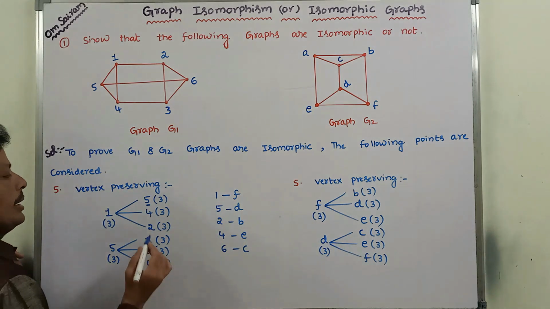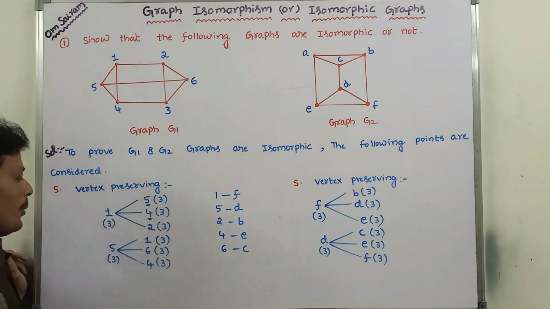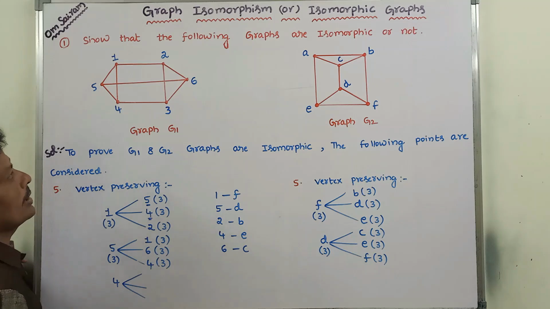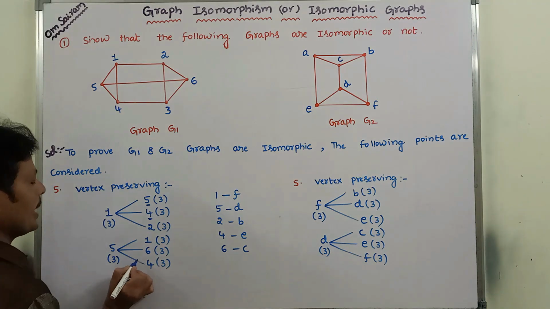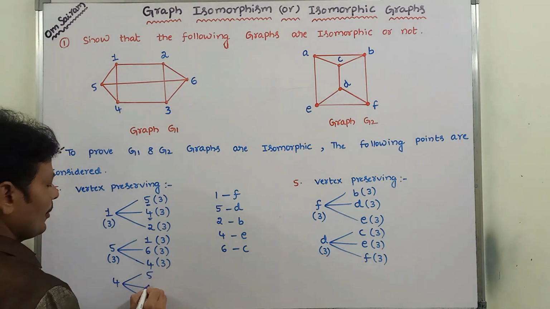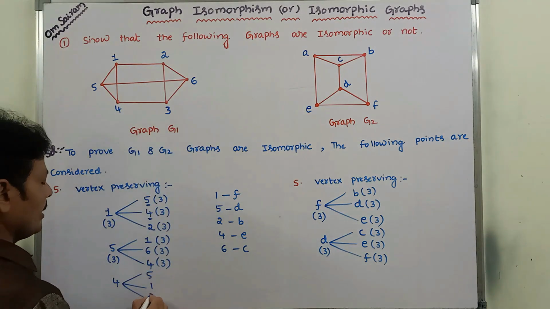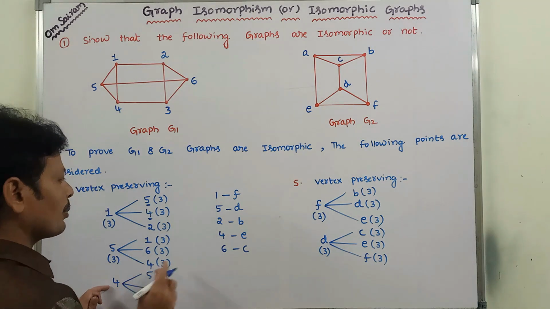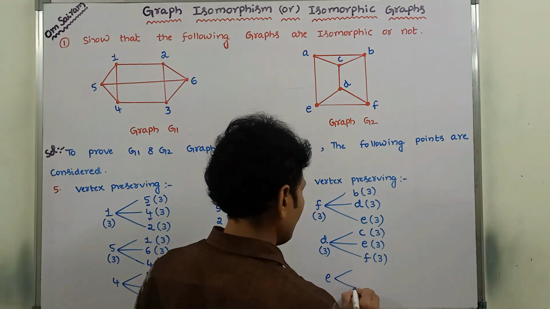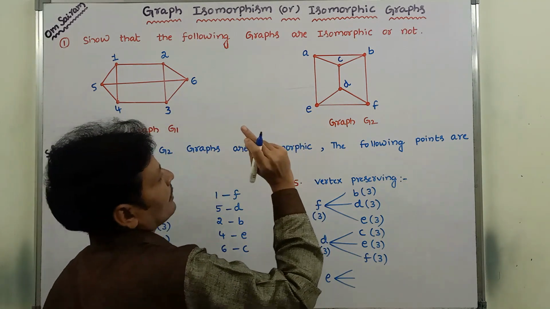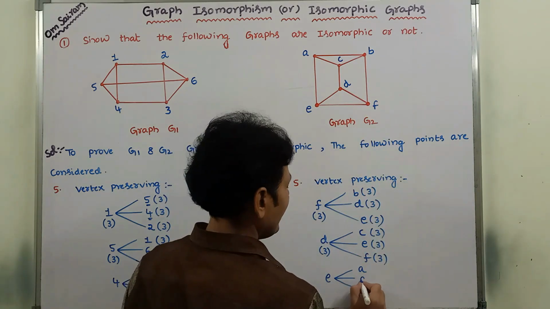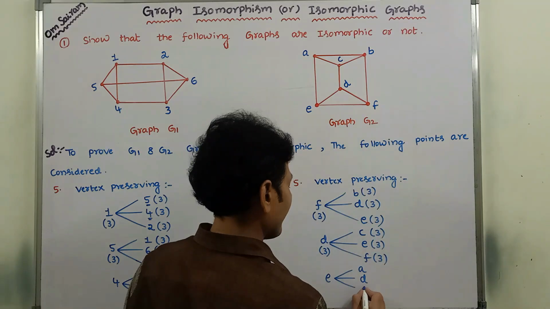Next I am taking this vertex 4. What are the adjacent vertices for vertex 4? 4 adjacents are 5, 1, 3. Next, 4 corresponding vertex here, E. I am taking E here. What are the adjacent vertices for E? One is A, another one is D, and another one is F.